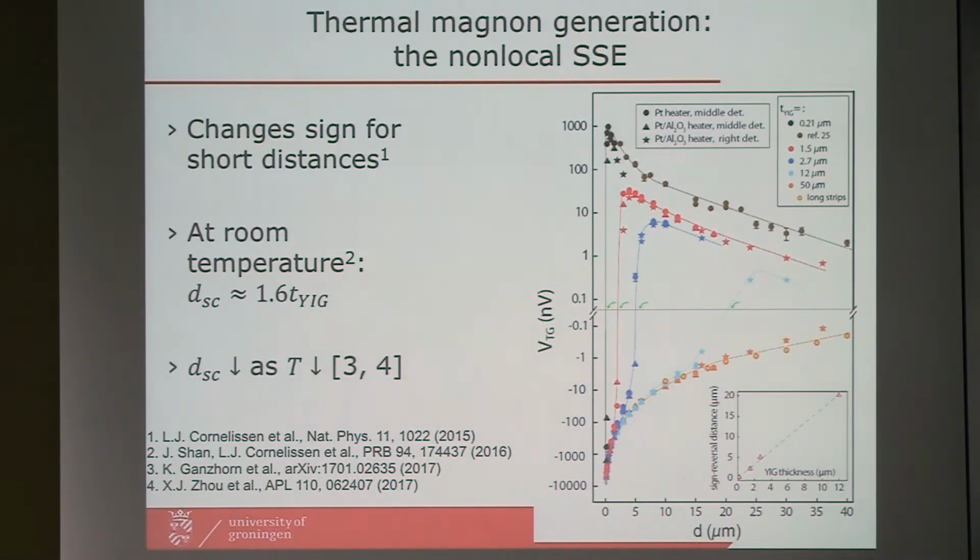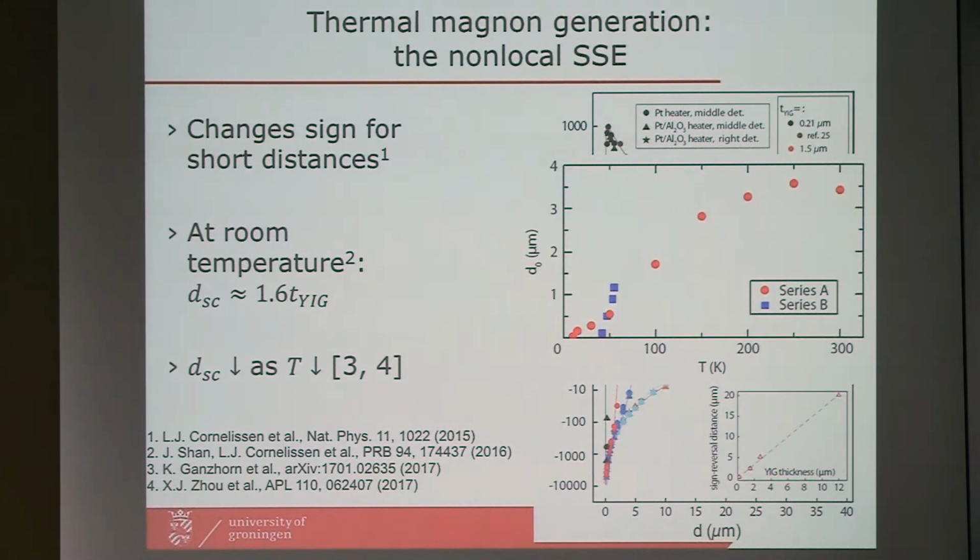Later work by other groups also showed that it not only depends on the YIG thickness, this is all done at room temperature, but it actually turns out to also depend on the temperature. So this is work, again, by the Groningen group, where they show this sign change distance as a function of temperature. And you see that it reduces as you reduce the temperature.